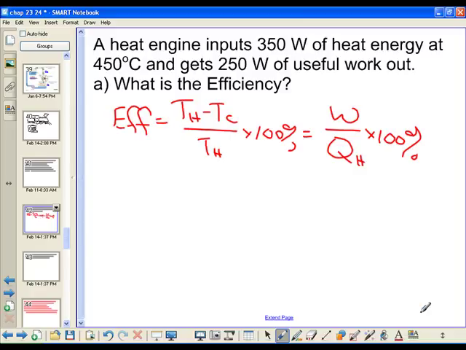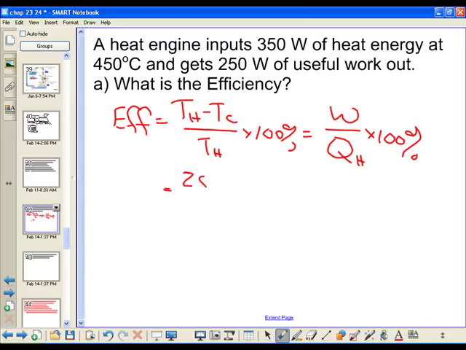Carnot efficiency, well, do I have T hot in this problem? Yeah, right? We input at 450 degrees. That's T hot. We would have to convert that to kelvins, but it's still T hot. Do we have T cold? No. Can we use this formula? No. So I go to my next one. Work. Do I have work? Yeah. 250 watts. Do I have QH? Yes, I do. So I can use that.